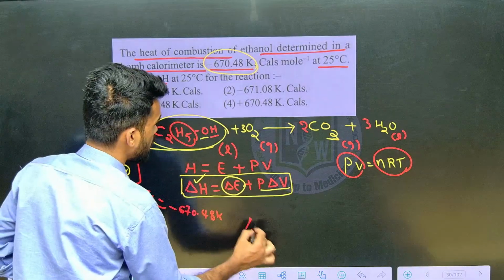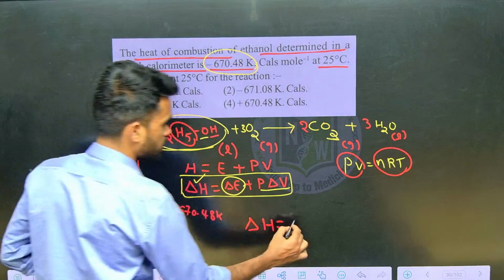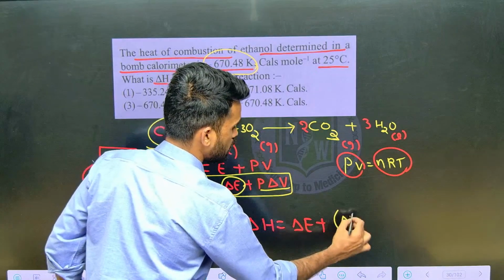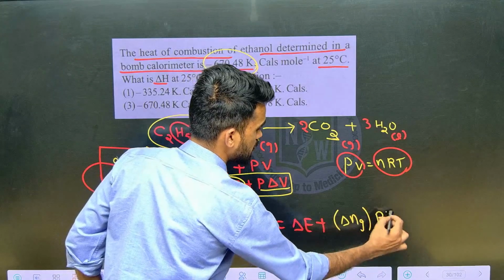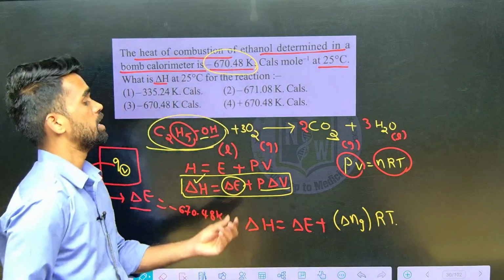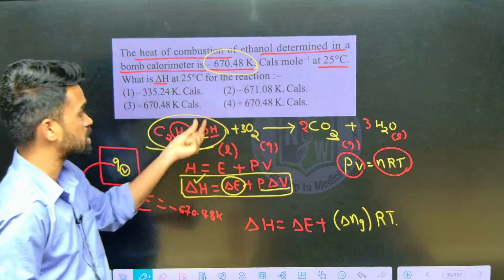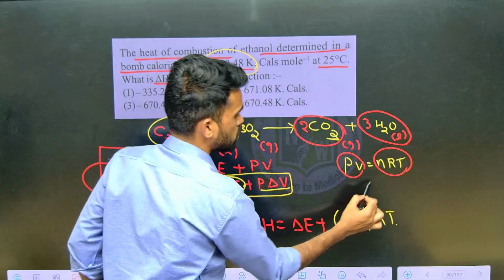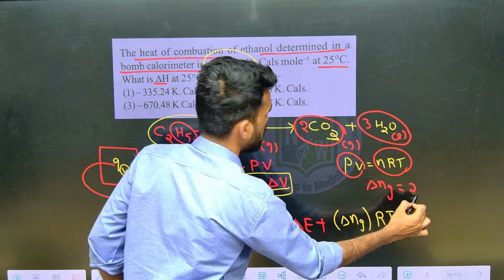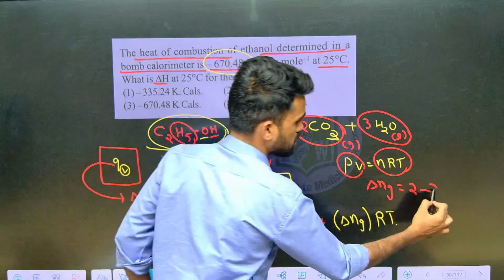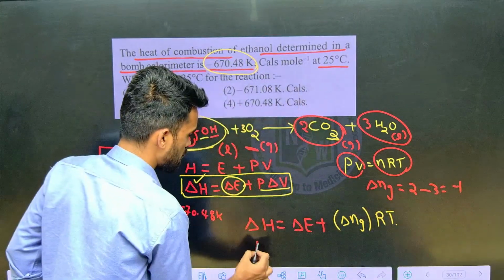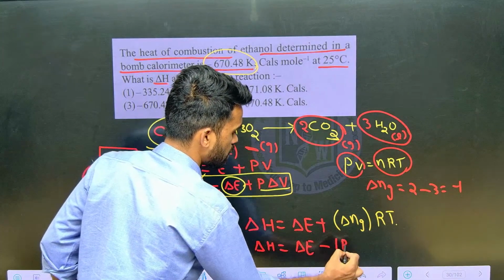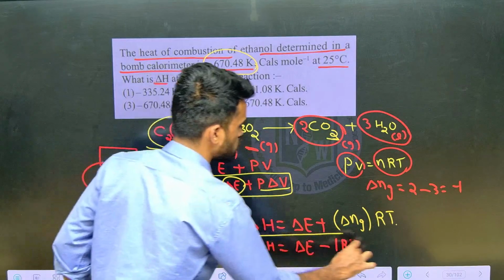So now delta H is equal to delta E, and in the place of PV I am writing delta Ng RT. What is this delta Ng? Delta Ng is the number of gaseous products minus the number of gaseous reactants. See, this is a liquid, this is a gas. So delta Ng is 2 minus 3, this is also gas, which is minus 1. So delta H is equal to delta E minus 1 RT. This is your final equation to be known.